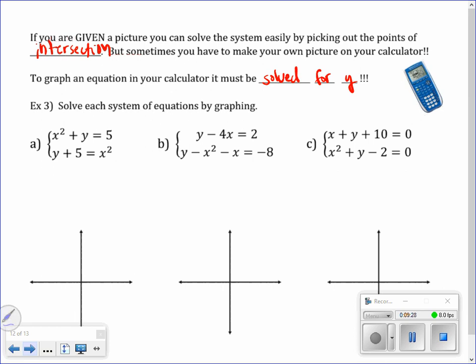So here we go. To solve this one for y, I'm just going to pop that x squared over. So my new system will be y equals negative x squared plus 5. For this one, I'm going to move the 5 over, so I'll get y equals x squared minus 5. All right, so I'm going to put this in Desmos.